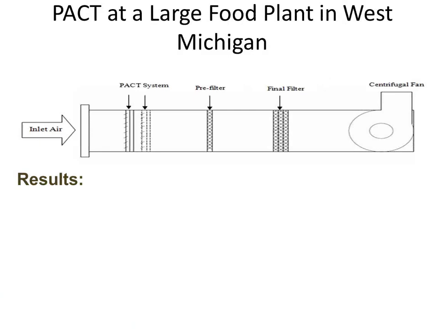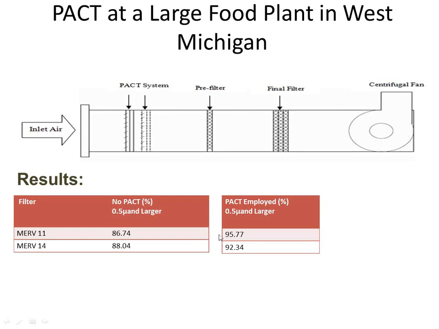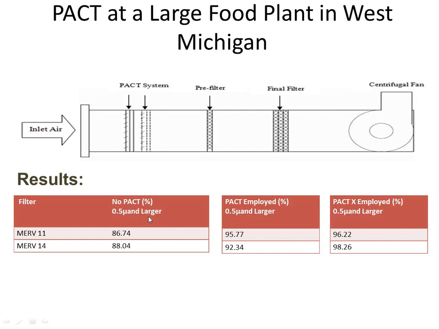Another facility in Michigan, a food plant. They had some pre-filters and final filters. What they decided to do is put in one pack system, and this is some of the results. On 5 micron particles and larger with no pack, they put in one pack, and you can see that the MERV 11 filter really jumped up to probably a MERV 14 filter. It didn't affect the MERV 14 very much, so they decided, okay, let's put in another pack system and see what happens. Now you can see that the MERV 11 filter jumped up to a MERV 14. And now the MERV 14 filter was much more effective. So that was 2 in line.